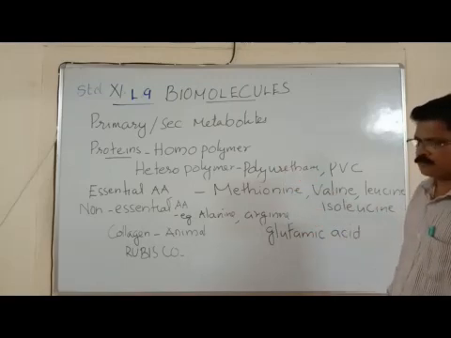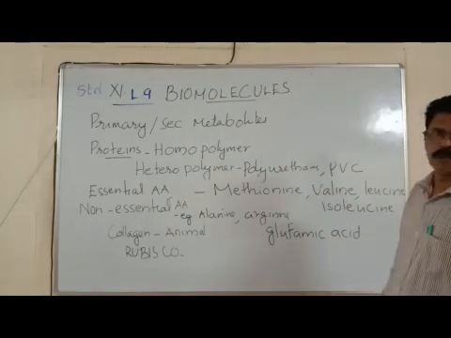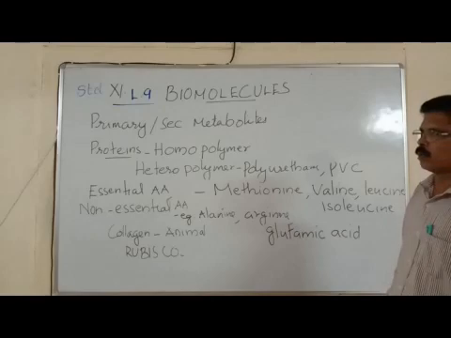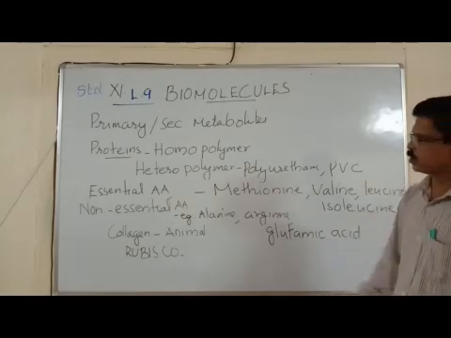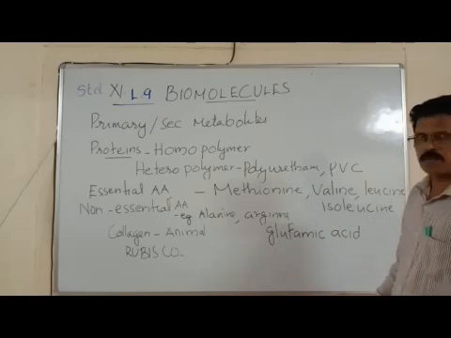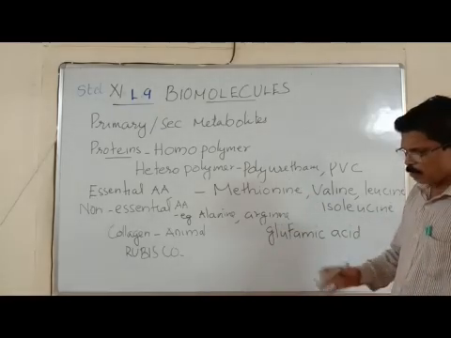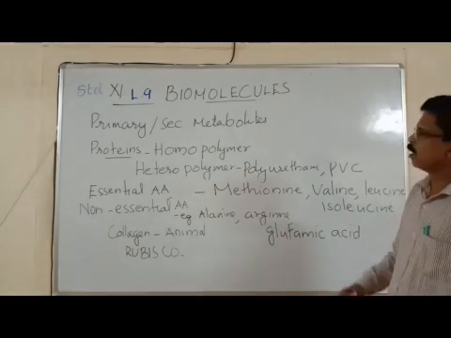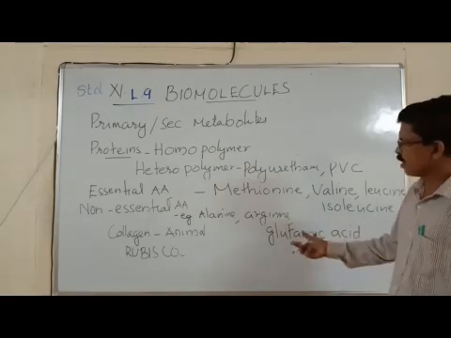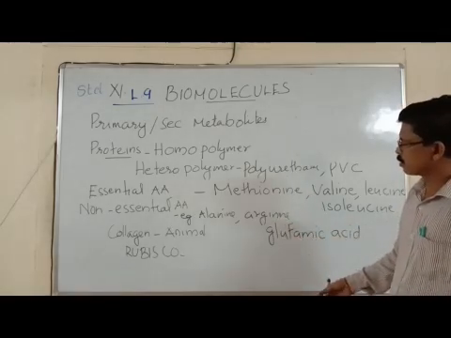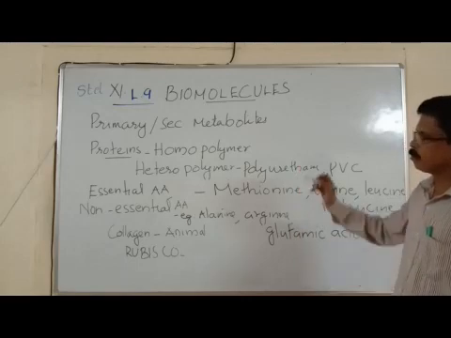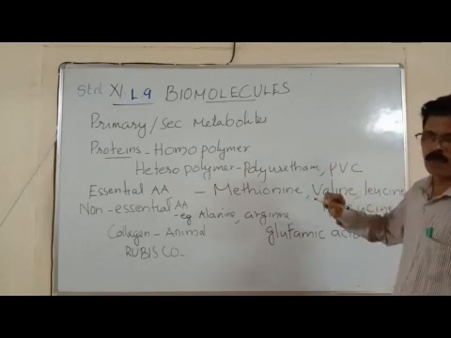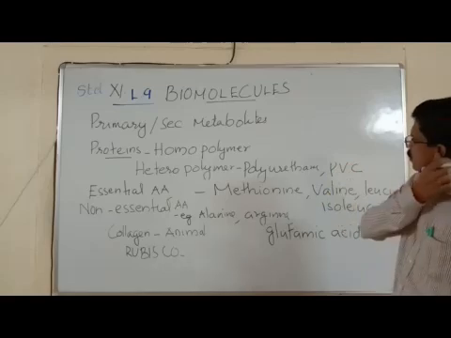Homopolymer, we can say hemoglobin. Hemoglobin is a homopolymer. They are made up of only amino acids, different types of amino acids, right? Heteropolymers are made of amino acids plus other molecules such as lipids, carbohydrates, polysaccharides, many things. So we can say homopolymer example, what we call heme or hemoglobin.